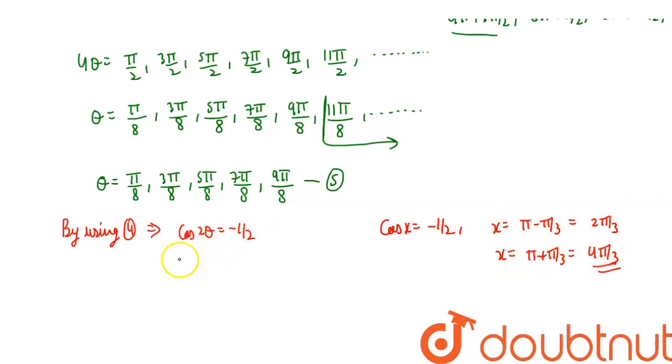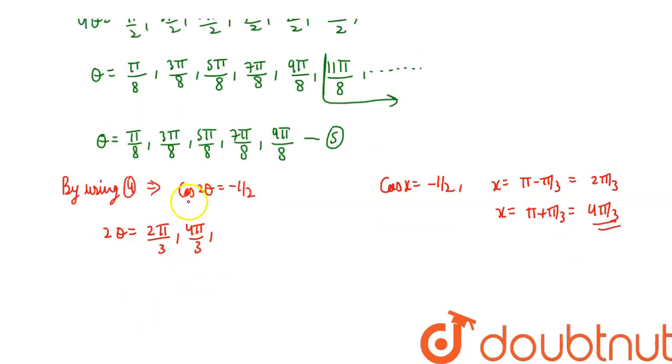So here our x is 2 theta, so from this we get that 2 theta is equal to 2 pi by 3, and 4 pi by 3, like this. Now since we know that cosine is a repetitive function in the interval of 2 pi, we are going to add 2 pi to its solution. So here we have 2 pi by 3, so if we add 2 pi then we get 2 pi plus 2 pi by 3, like this.